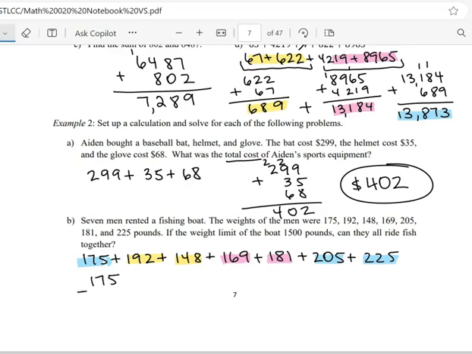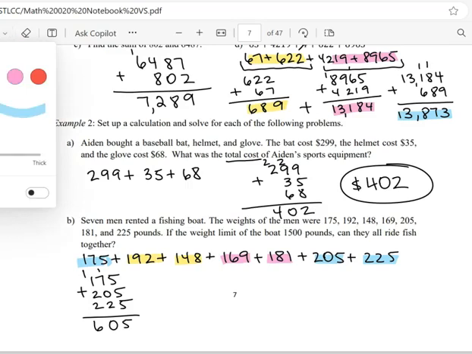175 plus 205 and 225. All right, so 5 plus 5 plus 5 is 15, and 1 over. And then 1 plus 7 is an 8, plus 2, 10, 1 over. And then I have 1, 1, 2, 2, so that is going to be 6. So that is my first addition, 605.